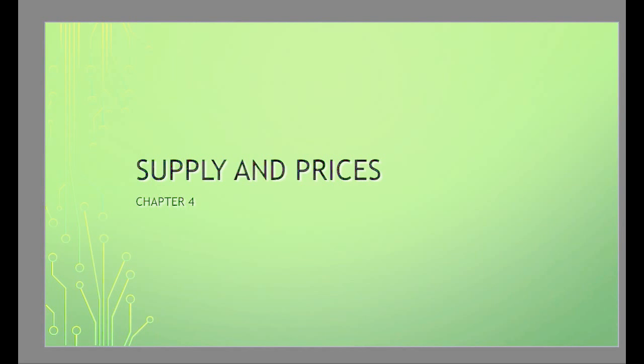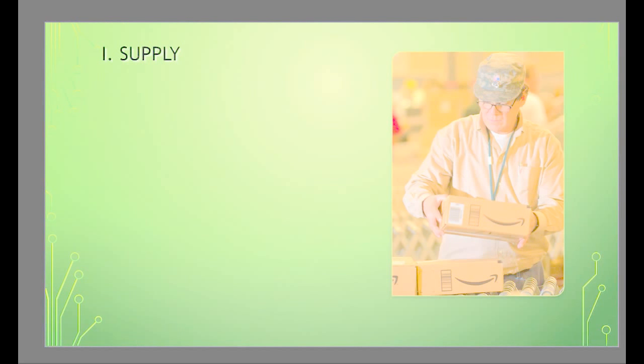Okay. So chapter 4 is going to deal with supply and prices. We talked about demand and prices in chapter 3. And so this is the opposite side of things. And hopefully you'll be able to see that as we graph and as we go through some illustrative points on that too. Now, I'm going to begin here talking about what supply is all about.